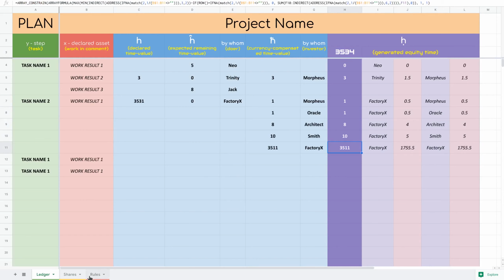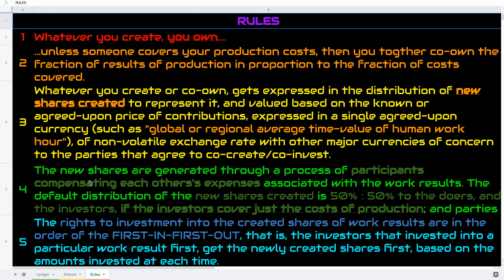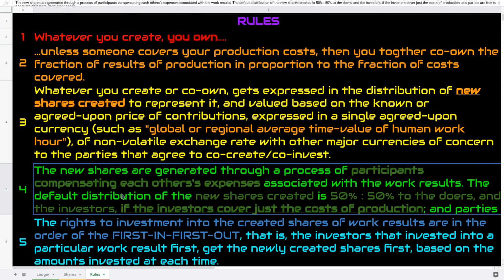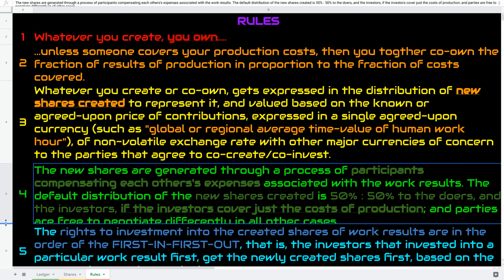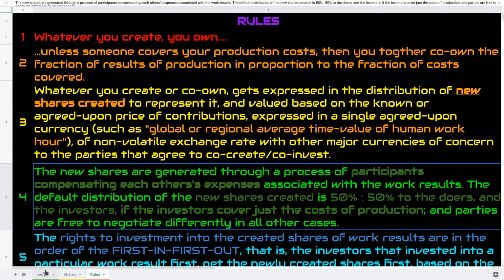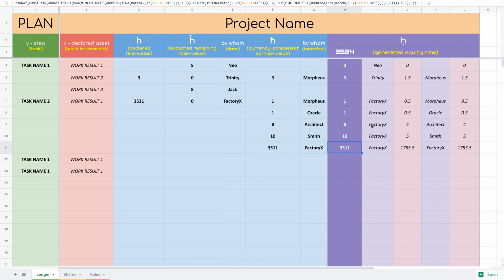So basically, these are the rules: the new shares are generated through a process of participants compensating each other's expenses associated with the work results. The default distribution of the newly created shares is 50-50 to the doers and investors if the investors cover just the cost of production. And parties are free to negotiate differently in all other cases. So that is how this is computed. The generated shares are here, right? And if you look at this part, it's always divided by 2. It means 50% to one, 50% to another of those generated shares.